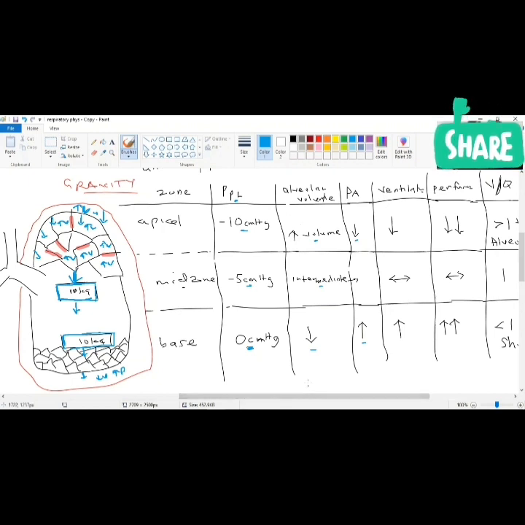So, question: where is ventilation going to be highest? Apex or the base? Where is ventilation, air moving into the lung, going to be highest? Where will most air enter? Definitely highest at the apex. Ventilation, you think ventilation will be highest at the apex?